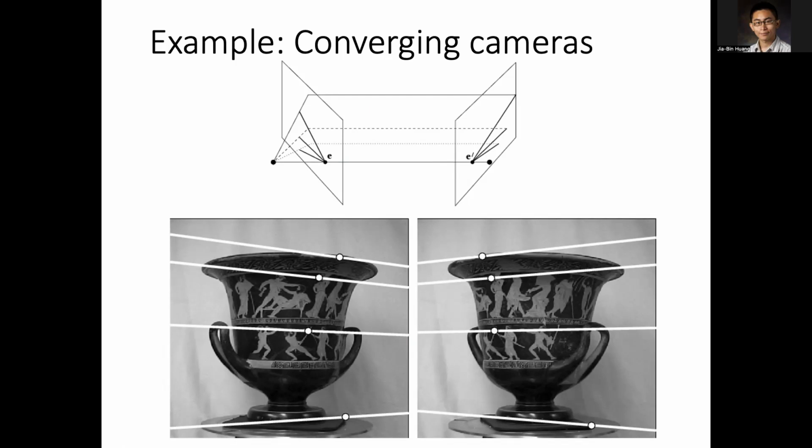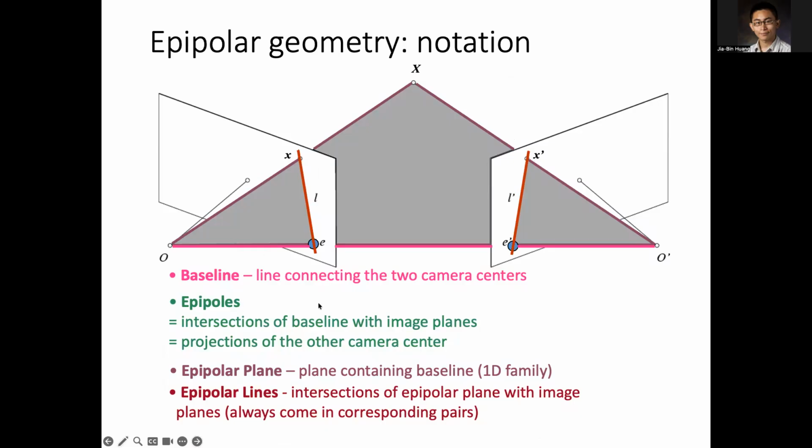What it shows here is that if I have a corresponding point, it must lie on a line. I don't know which point this point is, but it must lie on a line here. And same here, if I have a point, it must lie on a line. Those lines are epipolar lines. Here, the epipolar lines are a bunch of lines, called a 1D family.